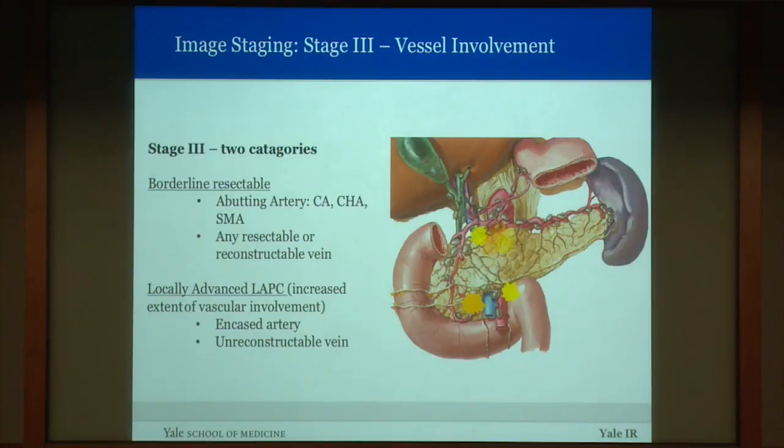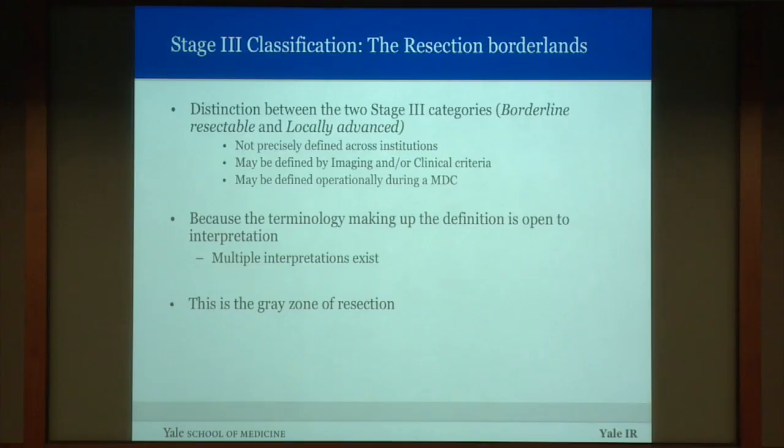So stage 3 then has 2 described categories. There's the borderline resectable and the locally advanced disease. So the borderline resectable is borderline resectable. It means a surgeon thinks that they could get it out. The locally advanced disease means that there's probably more vascular involvement and that they probably cannot surgically remove it.